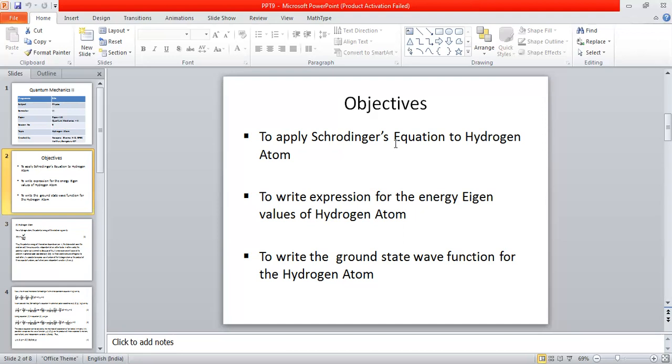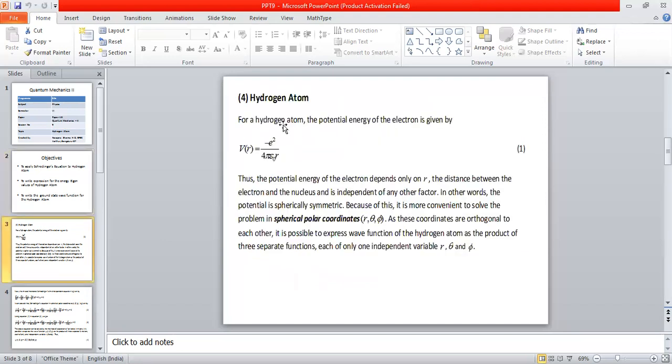So these are the three important objectives of my discussion: applying Schrodinger's equation in order to obtain the energy eigenvalues of the hydrogen atom as well as the ground state wave function, only the ground state wave function of the hydrogen atom. These are the objectives of this particular session. This is the fourth application, that's why I have written it as 4. We are applying Schrodinger's equation to the hydrogen atom.